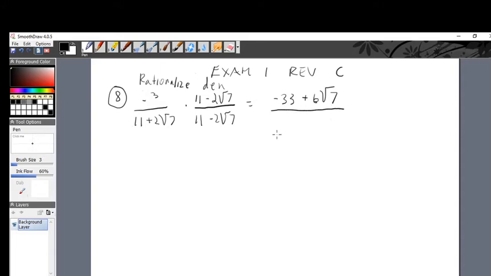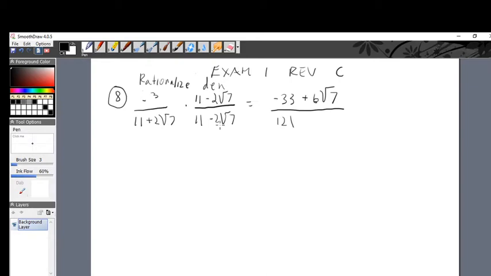11 times 11 is going to be 121. When you multiply by the conjugate, you know that this is going to be minus 22 square root of 7 and this is going to be positive 22 square root of 7. They cancel each other out, so I'm not going to bother with outside times outside and inside times inside. You can look at previous videos with conjugates. That's what happens every time. So I'm just going to do the first times the first and the last times the last when I'm dealing with conjugates, to save a little time.